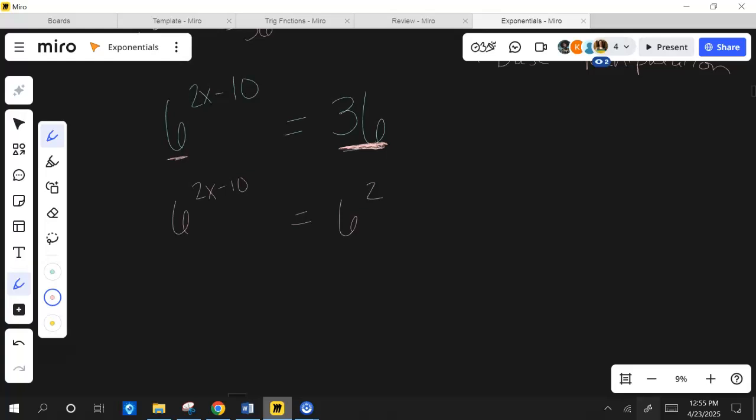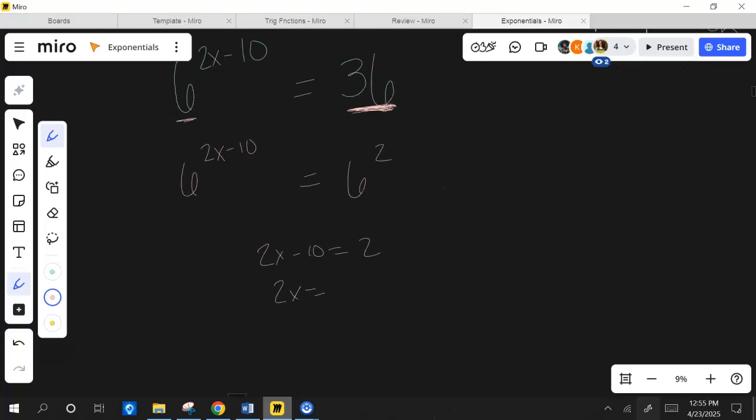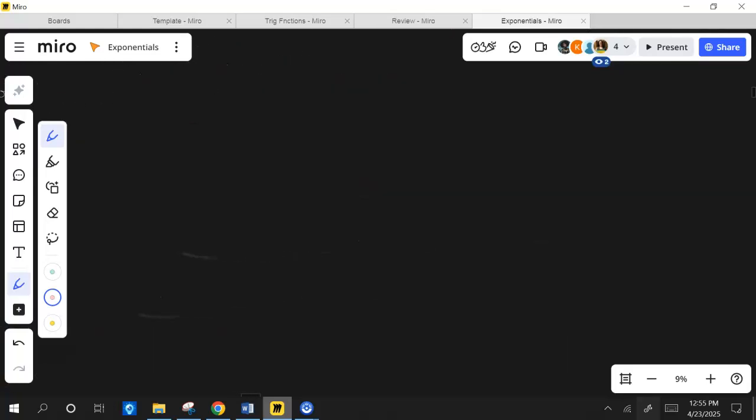Well, yeah, you're solving, so now that they are the same, once the bases are the same, you can drop them off and set the exponents equal. Add 10. So you get 6x equals 12, which means x equals 2. X equals 6. Oh, 6, sorry. 2x equals 12, so x equals 6. Let's do another easy one, and then we'll do a hard one.